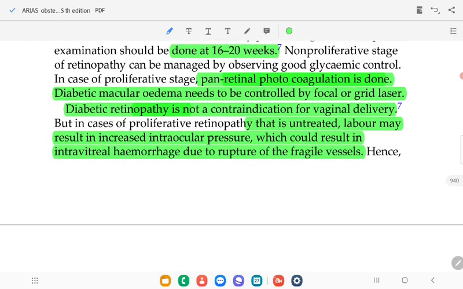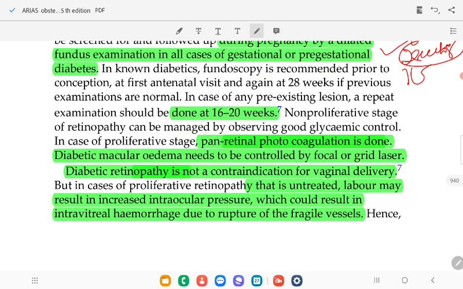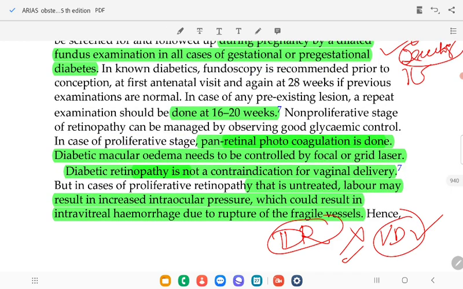Diabetic retinopathy is not a contraindication for vaginal delivery. Remember, this is a very important question in your exam. Don't forget, diabetic retinopathy is not a contraindication for vaginal delivery.